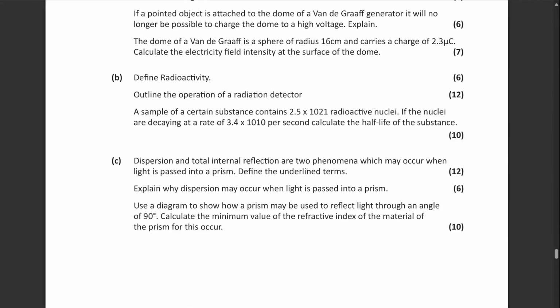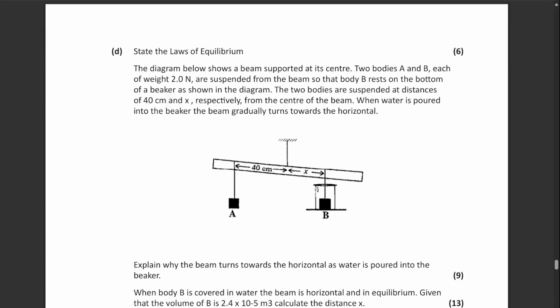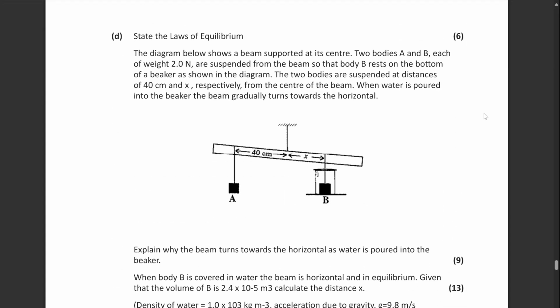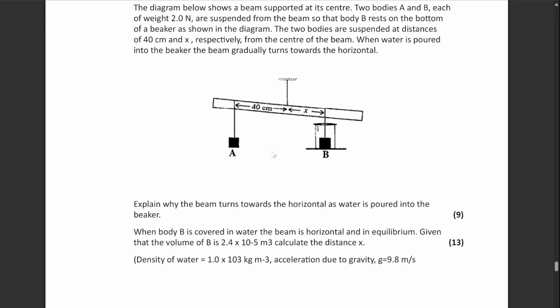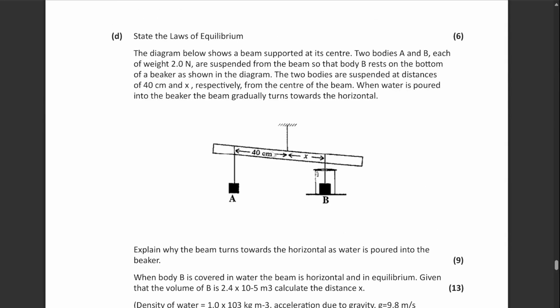Dispersion and total internal reflection, define what terms are underlined. I assume dispersion and total internal reflection are the two terms, but if they're not underlined, then how are students going to know? And again, just like taking a diagram from, I presume, a mock from 1812. Yeah, I mean, interesting enough question, you know.